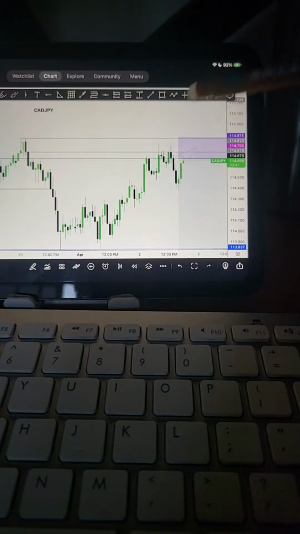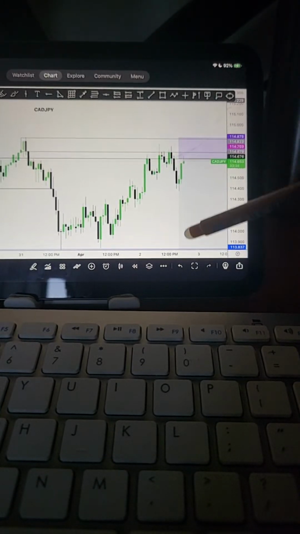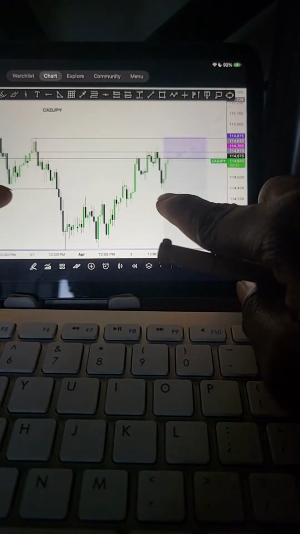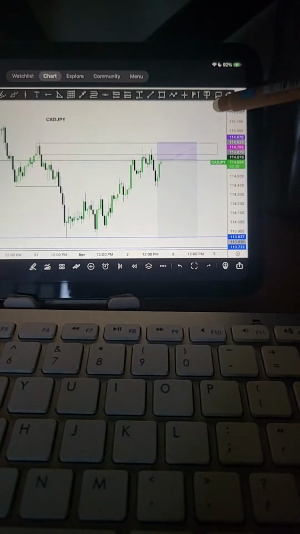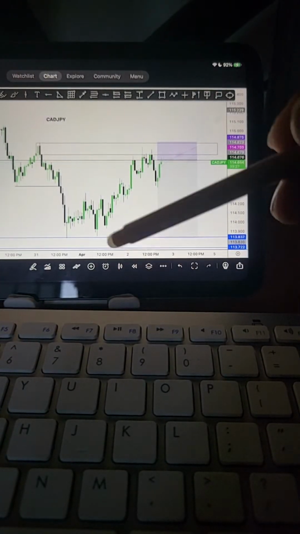So I don't have to chase, I don't have to go against the trend. I have to follow what price is telling me. Then I will change my bias from selling to buying. So that is basically how it is. So this trade is currently active. I just posted this trade on my community now.